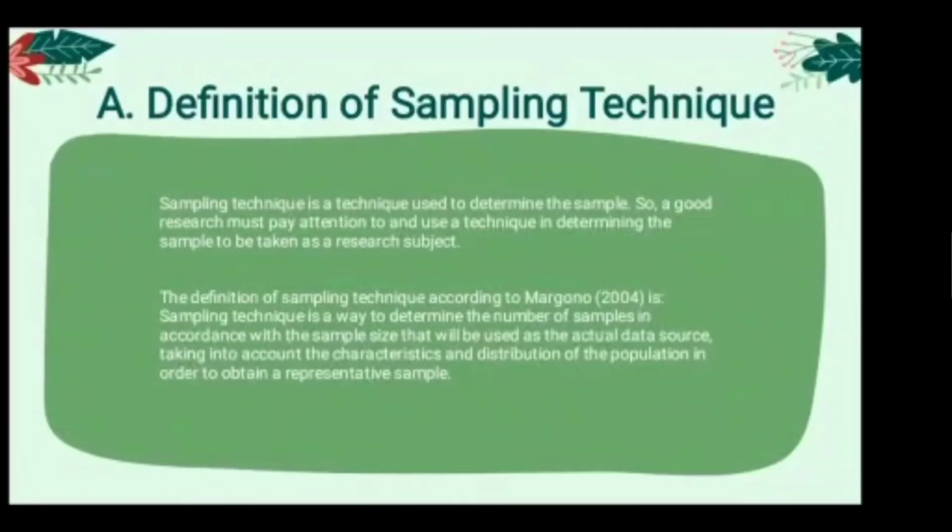Definition of sampling technique. Sampling technique is a technique used to determine the sample. So a good researcher must pay attention to and use a technique in determining the sample to be taken as a research subject. The definition of sampling technique, according to Margono, is a way to determine the number of samples in accordance with the sample size that will be used as the actual data source, taking into account the characteristics and distribution of the population in order to obtain a representative sample.